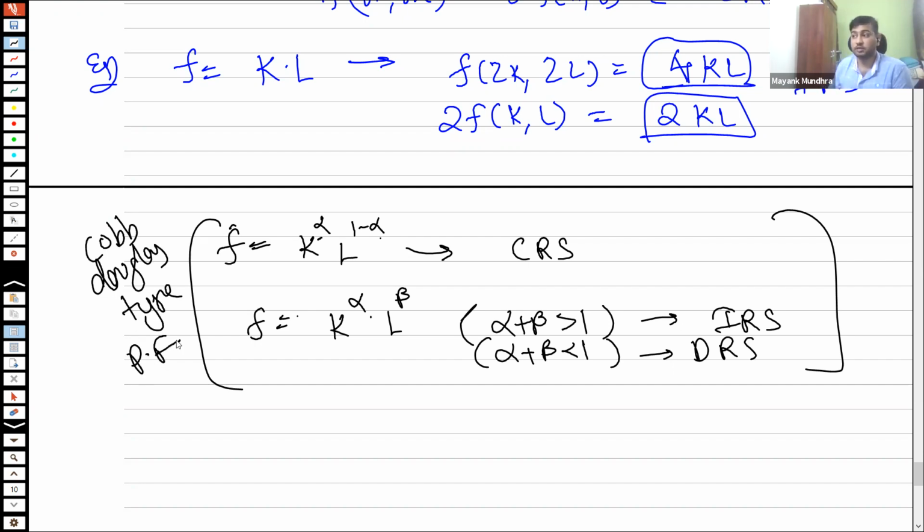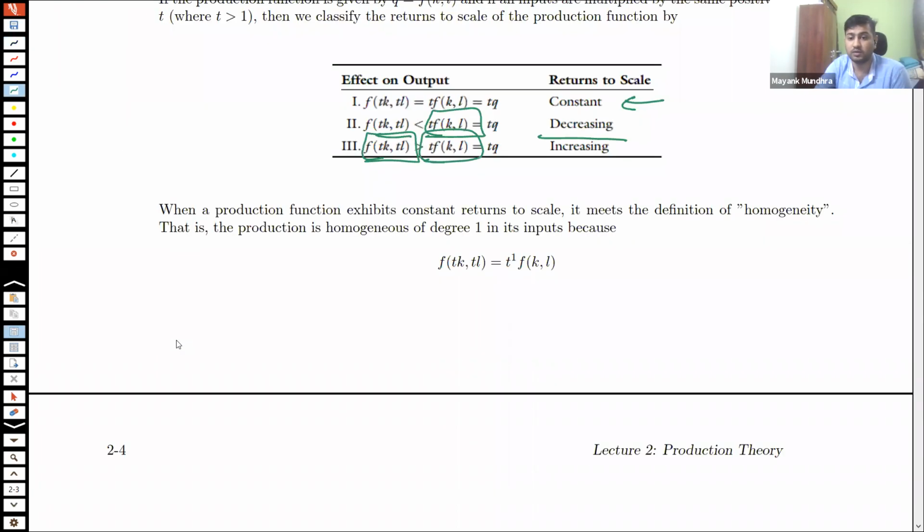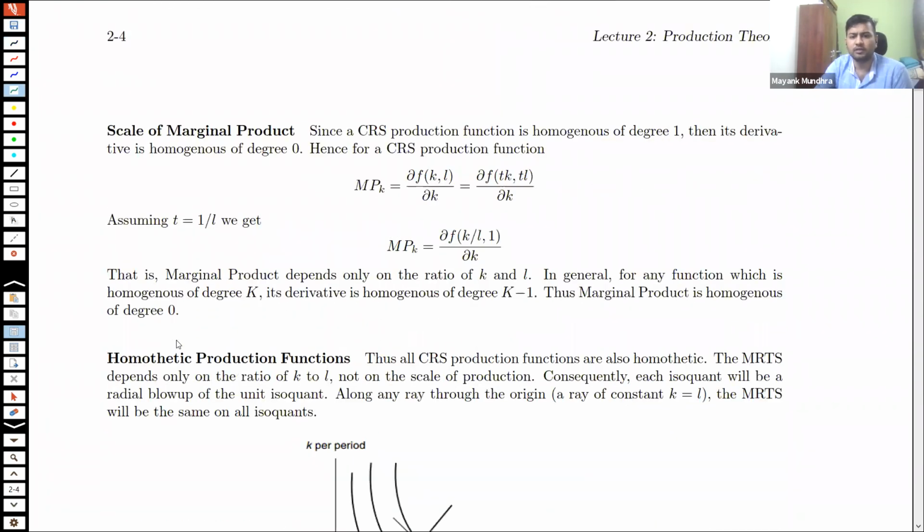There are a bunch of other types of production functions as well, so we'll not talk about that. But when they come, you can basically look at them.